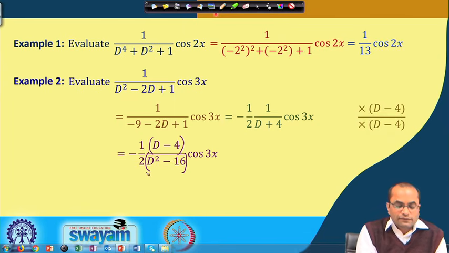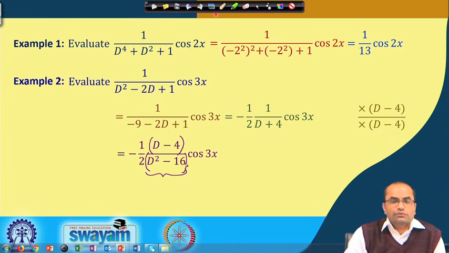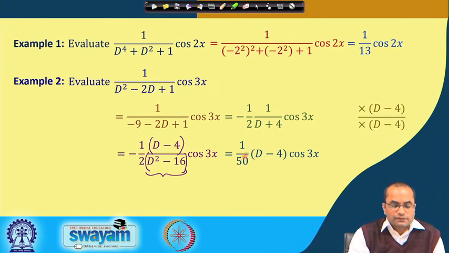Now we have in the denominator also a d square term, which we can operate again on this cos 3x, and as a result what we will get here is 1 over, d square replaced by minus 9, minus alpha square. So, minus 9 and minus 16. So, we will get minus 25, and then we have minus 1 over 2. So, we got here 1 over 50, and then d minus 4 operated on cos 3x.